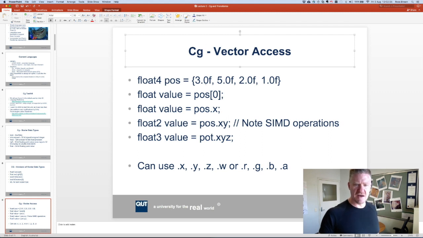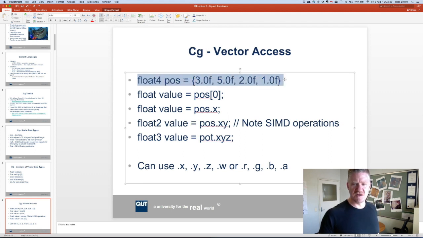So CG has vector access in a number of manners. Once you've initialized, you can again use the curly braces to initialize a vector in this manner. You can then access a scalar from the vector by just using square brackets and the 0 index. So it starts from 0, like C. It's not like Pascal, which starts from 1. Also, if it's a float4, it has a number of elements, X, Y, Z, W, so you can access them directly like a class or a record. This comes in later as quite important.